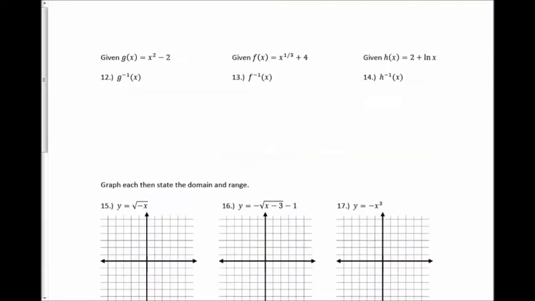If I look at the next one, it asks me to find the inverse. And remember, this is like saying y equals x squared minus 2. So to find the inverse, I just switch the x and the y values, and I solve for y. So here, if I switch x and y, that's going to be x equals y squared minus 2. And now I'm going to solve this one for y, so I'm going to add the 2 to each side. I end up with x plus 2 equals y squared. And now I take the square root of each side.